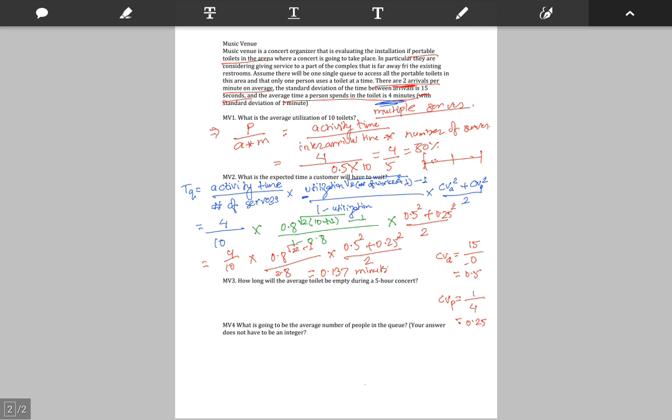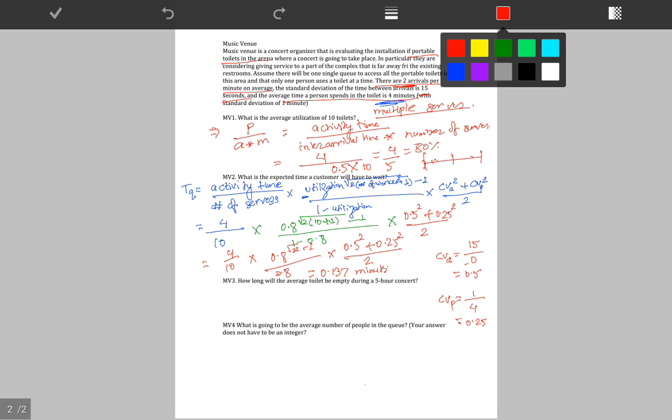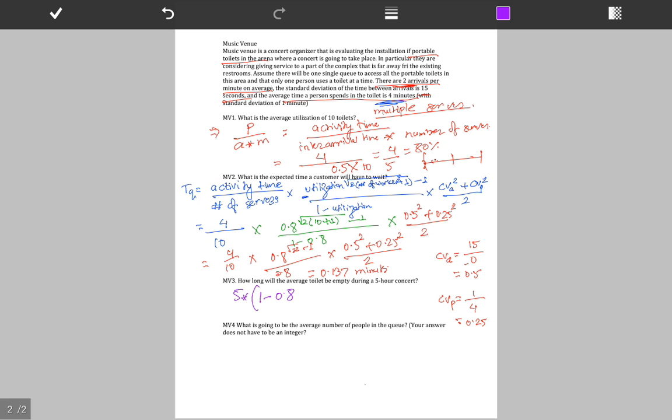How long will an average toilet be empty in a 5-hour concert? This part is fairly straightforward. In 5 hours, it's empty for 1 minus 0.8, because the utilization is 80%, which means it's free 20% of the time. 20% of 5 hours comes out to be 1 hour. So on average, each toilet is empty for an hour.